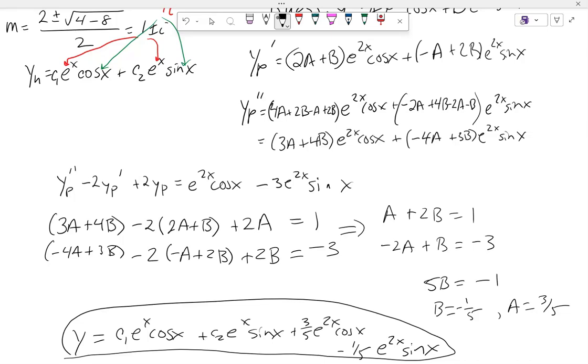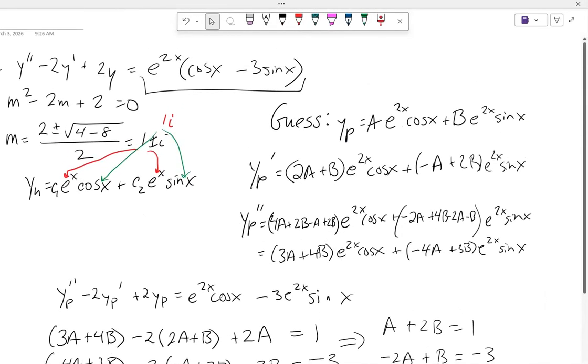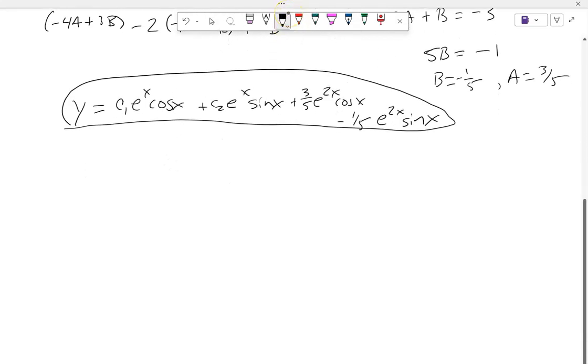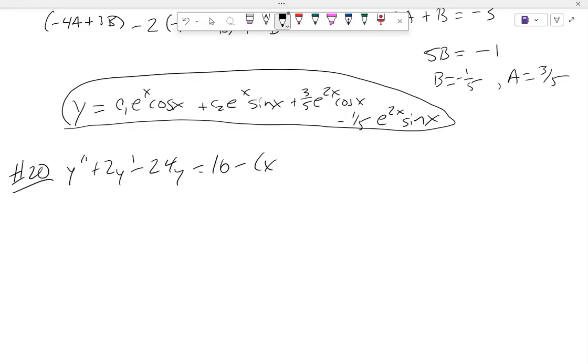All right. The process okay? I know the algebra is not necessarily the nicest thing, but the process okay? Like I mentioned before, if this 2 right here had matched this, then you would have had to multiply everything by an x. So let's do something that looks like that, but not one that's that bad, hopefully. We'll find out when we write it down. This is number 20. Y double prime plus 2y prime minus 24y equals 16 minus x plus 2 e to the 4x.